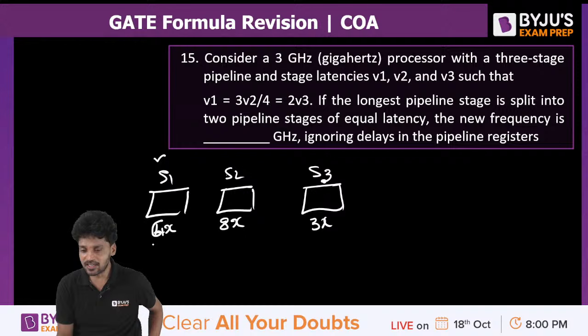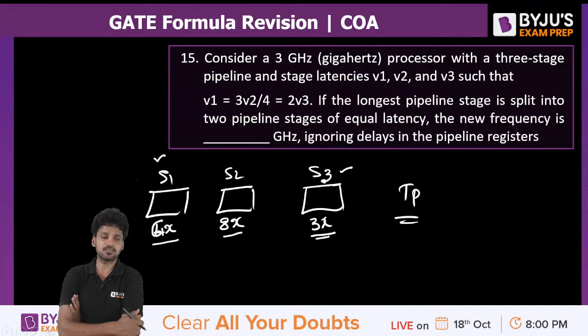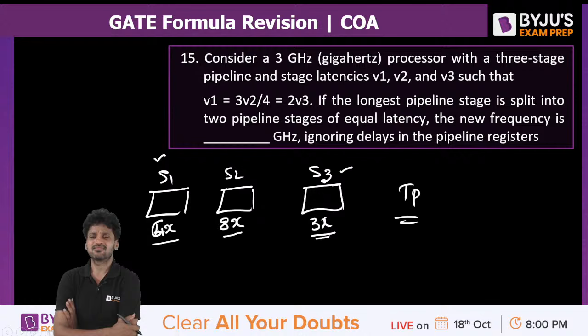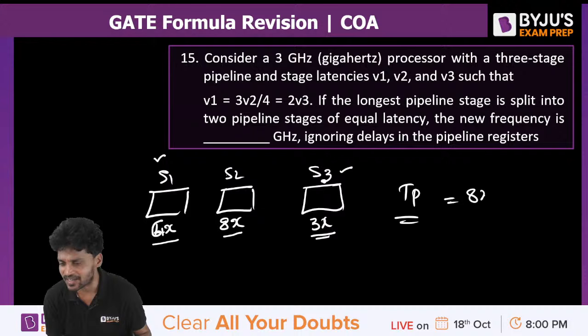So stage 1 has 3/4 the delay of stage 2, which is 8x, and double the delay of S3. So stage 1 is 6x, stage 2 is 8x, stage 3 is 3x latencies. Now here, what is the TP of this pipeline? Can somebody please answer me? Tarun, Varun, Tanushri, Manasa, Lokesh. TP is the maximum segment delay, right? Yes, the maximum segment delay is 8x here. So pipeline time is 8x.